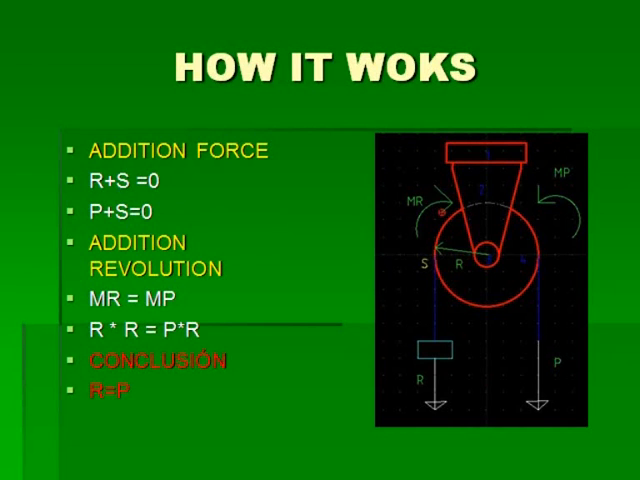In a simple pulley, it's always in dynamic equilibrium, which means that the addition of the forces is 0, and the addition of the revolutions is always 0 too. So the speed of movement is always the same.